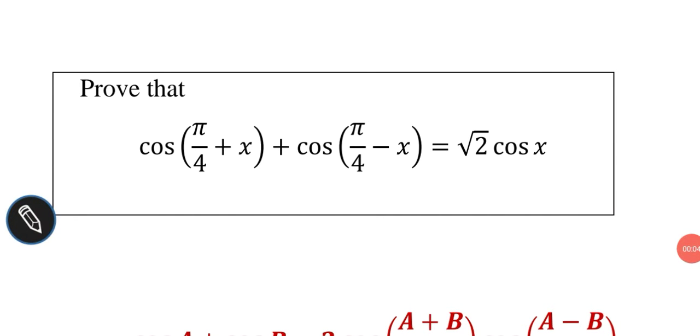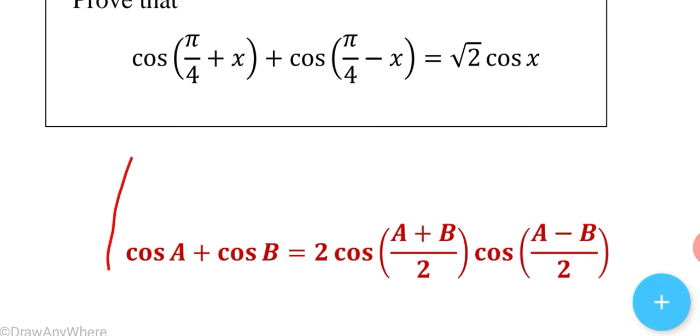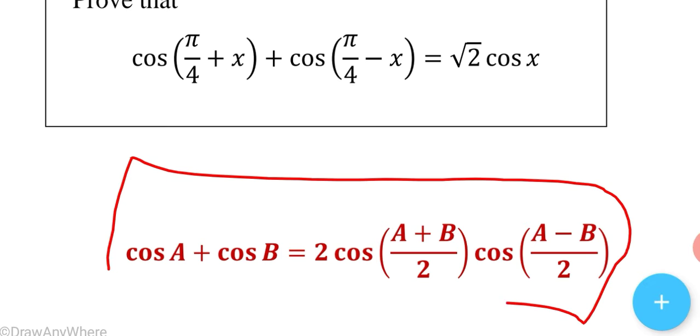Prove that cos of pi by 4 plus x plus cos of pi by 4 minus x is equal to root 2 cos x. Cos a plus cos b equals 2 cos of (a plus b) by 2 into cos of (a minus b) by 2. So this identity will help us to solve this problem.